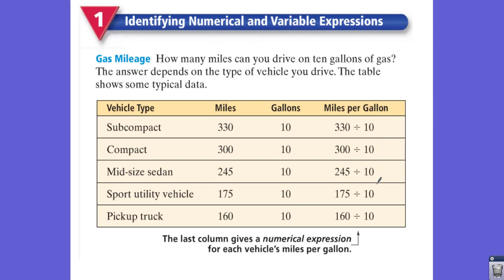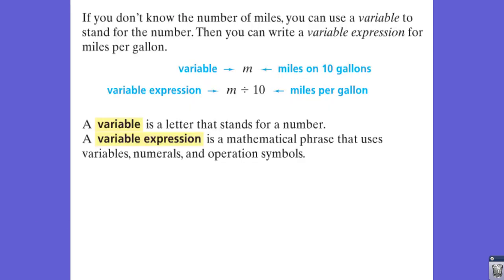Well, these are what we call numerical expressions because they're just based on a number. But you'll notice that there's one number that keeps changing, and that's the number of miles for the type of vehicle that we have. The gallons always stayed the same, but the number of miles didn't. So we could actually write this as a variable expression. If you don't know the number of miles, you could use a variable to stand for the number. Then you can write a variable expression for miles per gallon, where the variable would be m, okay?